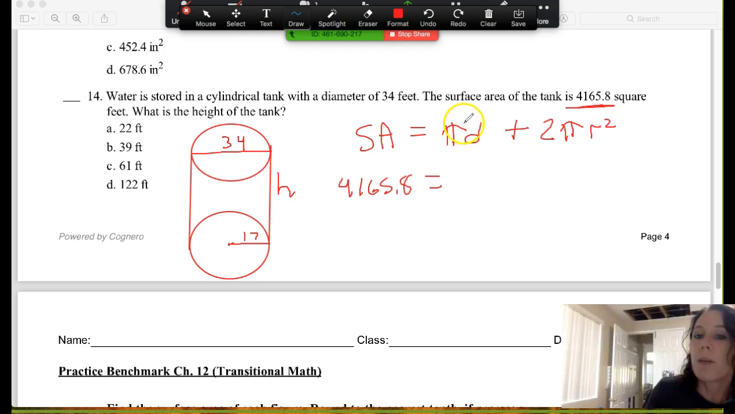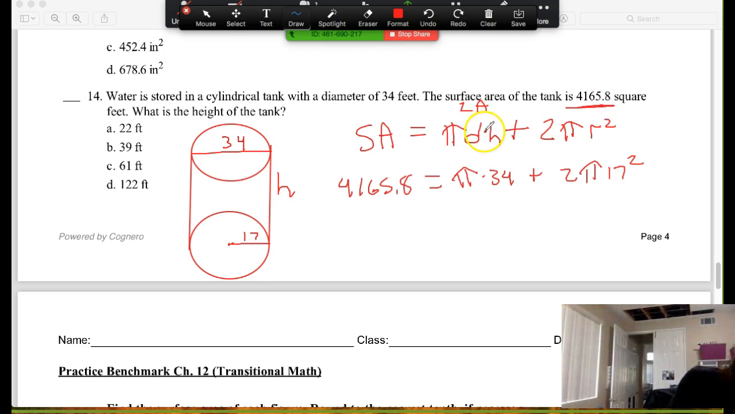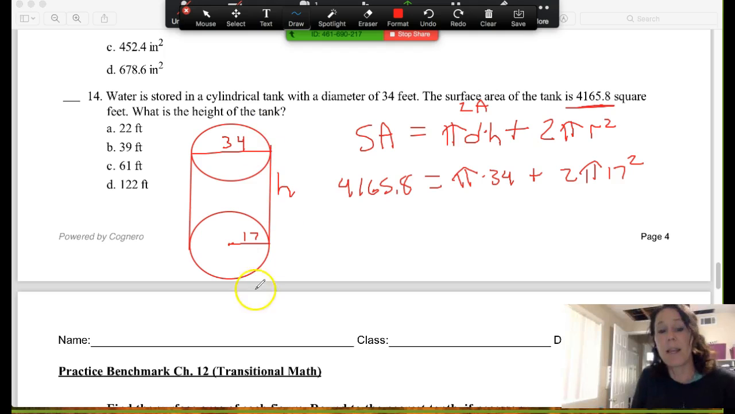4165.8. We know the diameter is 34, so we're going to go pi times 34 plus 2 pi, and we know the radius is 17, and I just made a mistake. Pi times diameter times the height here. The lateral face is the circumference of the base times the height. So the surface area will be pi times the diameter times the height. This will give us the lateral area plus 2 times pi times the radius squared. Sorry about that. I just realized doing this times the height, it's like the base times the height to get the lateral area, and then the top and the bottom. That's my top and bottom.